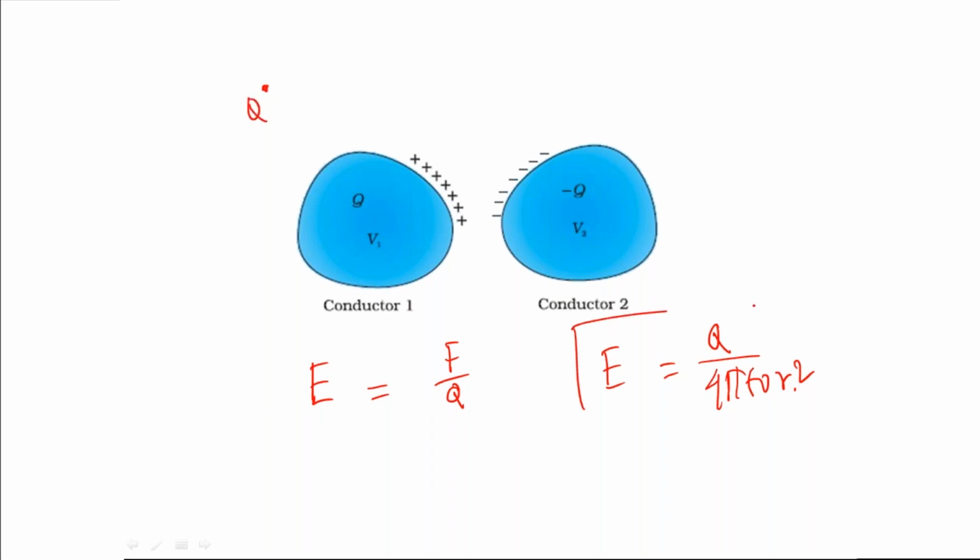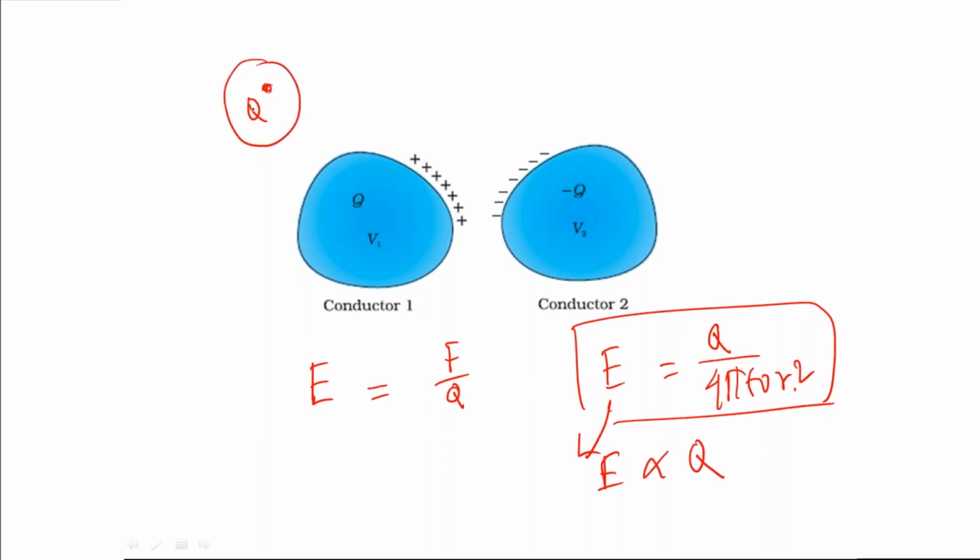Now, what does this mean? This expression means that electric field is proportional to q. If you want to have more electric field in the nearby region, then you can increase the charge q to 2q, to 3q, like that. You have to increase the charge to get more electric field. It means that electric field and charge are directly proportional.